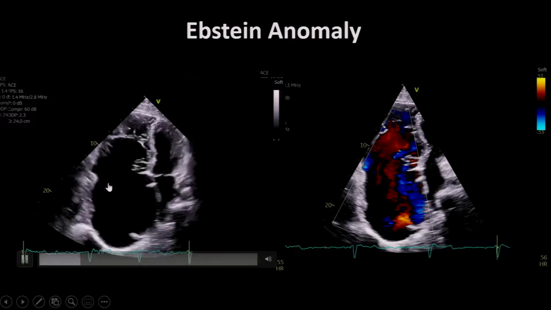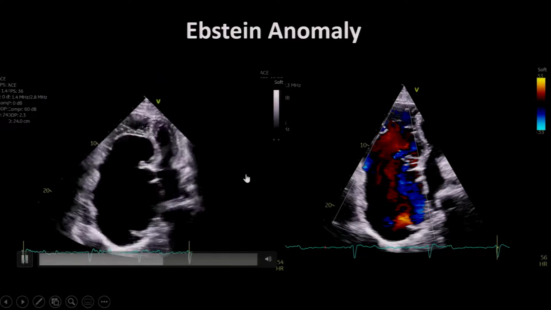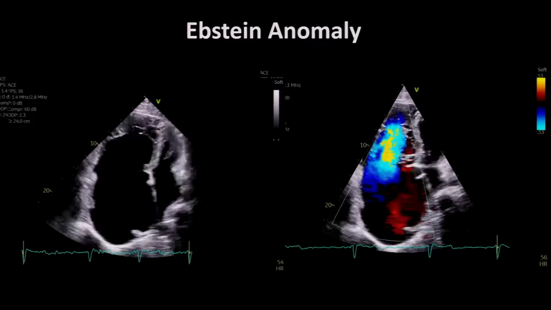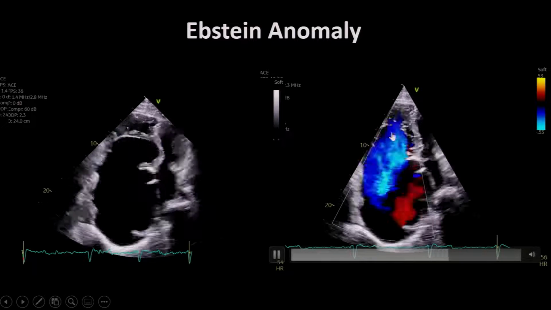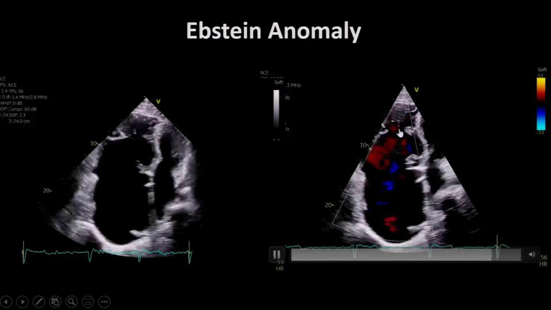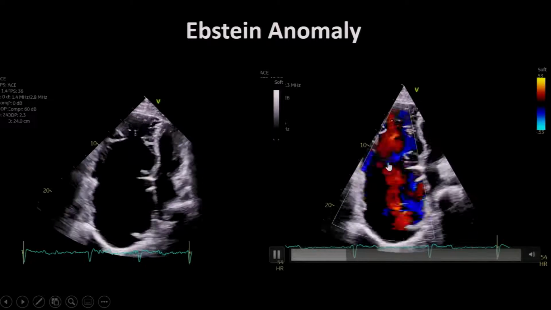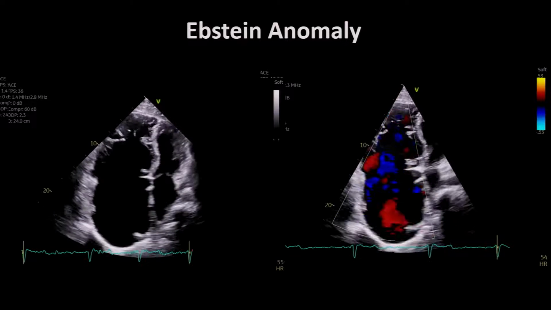You can see this portion here is atrialized right ventricle. And just with color, I'm going to show you. Sometimes it may be tricky to assess the severity of tricuspid regurgitation in Ebstein anomaly, just because the valves sometimes are so displaced and rotated that the direction of the jet may be towards the RVOT, so your usual 4-chamber view may not be enough.